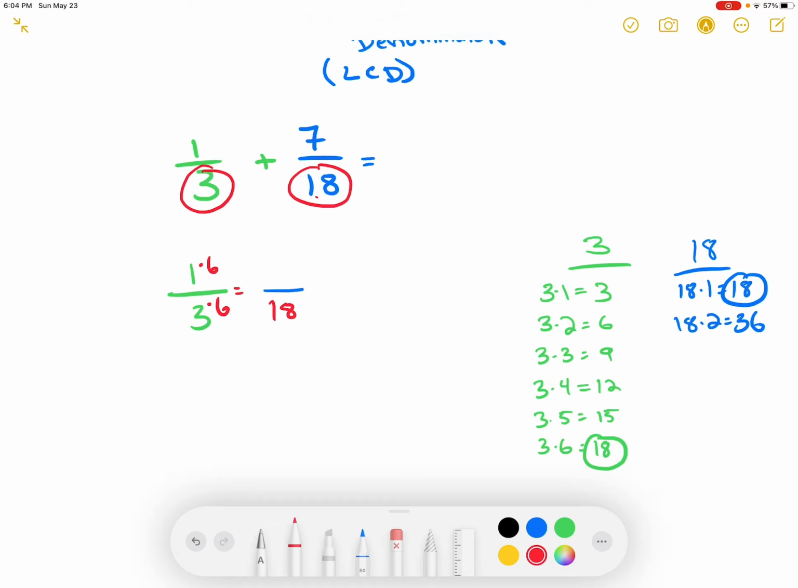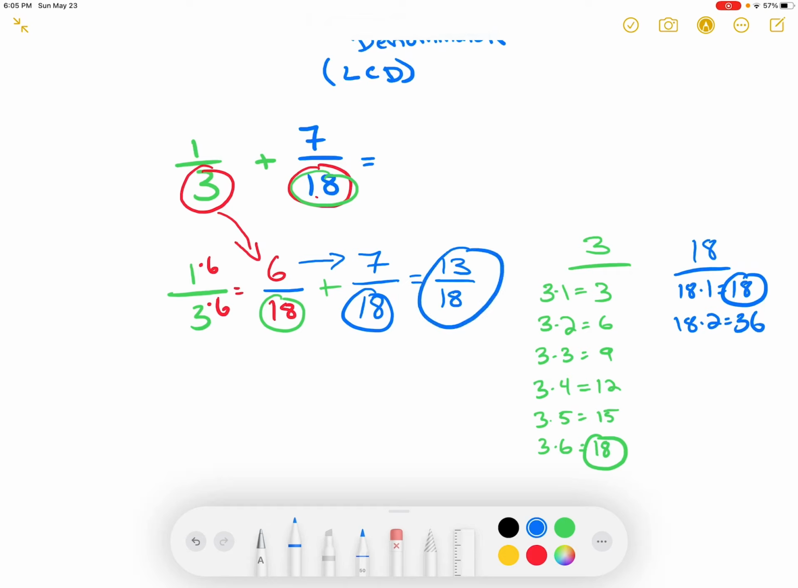1 times 6, because what you do to the bottom denominator, you must also do to the top. 1 times 6 is 6. So now 1/3 is 6 over 18. And now because I have common denominators, I can add these two together. They're both the same denominator. So now I can add the numerators. What is 6 plus 7? 6 plus 6 is 12, plus 1 would be 13 over 18. Then I check to see if I can reduce this, and I cannot because 13 is a prime number. So my answer is 13/18.